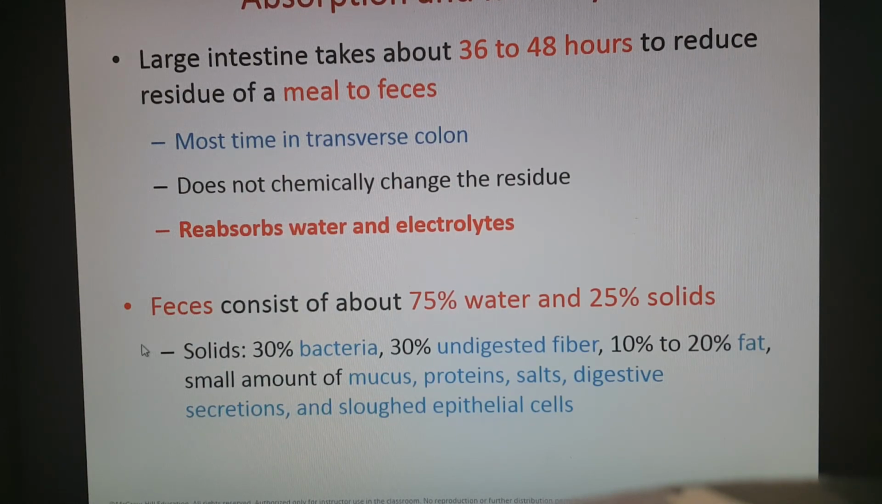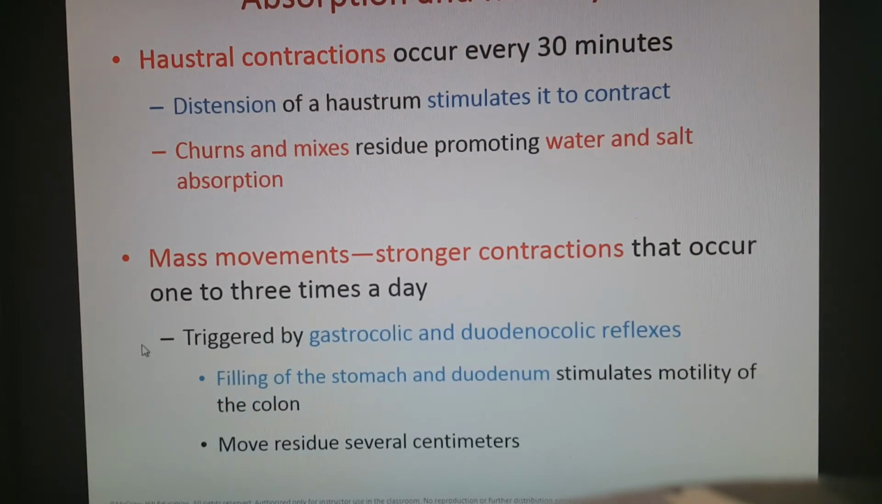Okay, so eventually you have these different contractions to promote the water and salt to be absorbed as you're moving the fecal matter through your large intestines. So there are the lighter contractions of your large intestines, and then your mass movements, which are your stronger contractions, help to push your fecal matter through your large intestines.